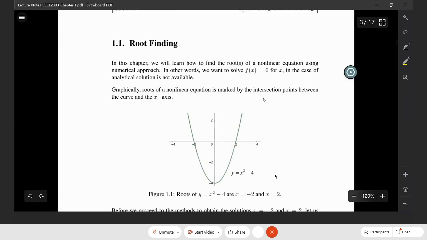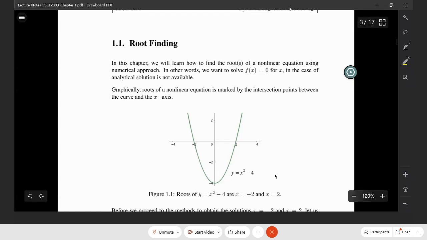Okay, by looking at this graph, as stated over there, the roots of y equals x squared minus 4 are x equals -2 and x equals 2. So how do you explain that x equals -2 and x equals 2 are basically the roots of x squared minus 4? How do you explain to anyone, by looking at this graph, that x equals -2 and x equals 2 are actually the roots? Why do you say that x equals -2 and x equals 2 are the roots of x squared minus 4?